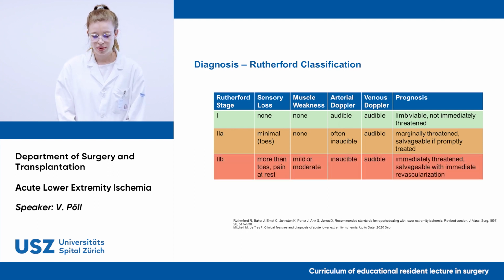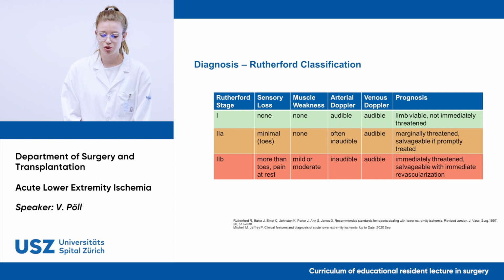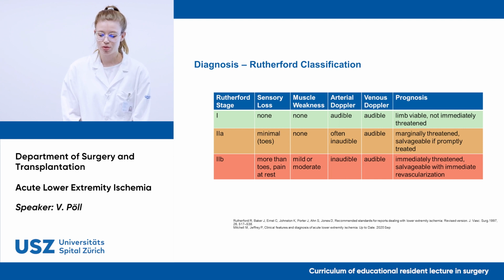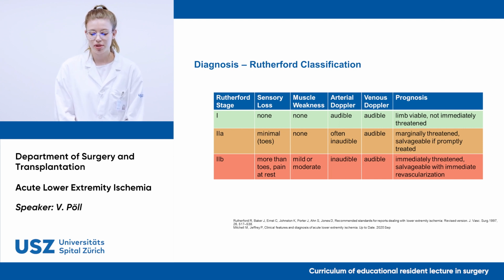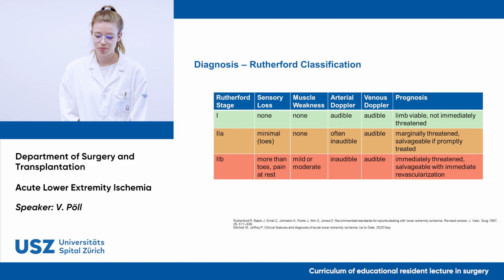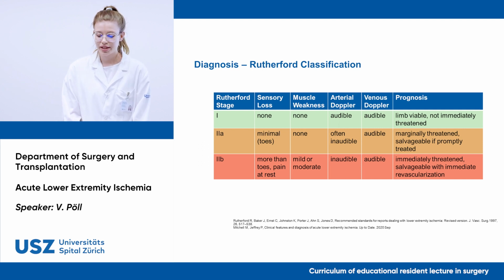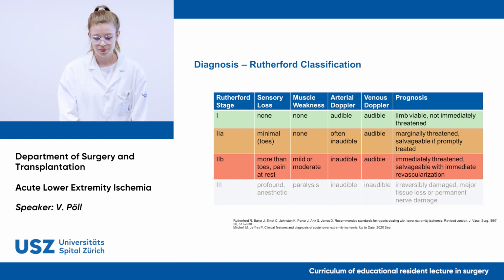In 2B, the sensory loss is more than in 2A, and we also see rest pain. The muscle weakness ranges from mild to moderate. The arterial Doppler sign is inaudible, and the venous Doppler sign is audible. And what we need is immediate revascularization.